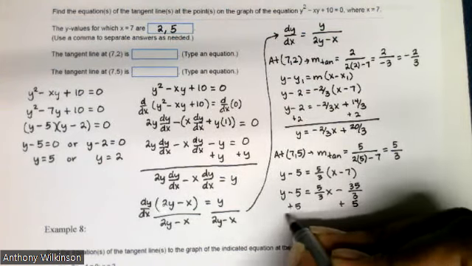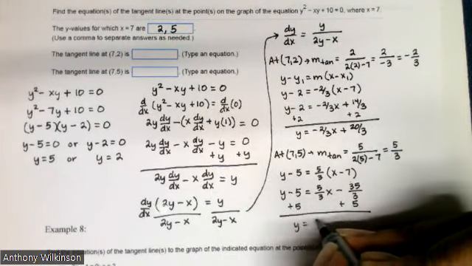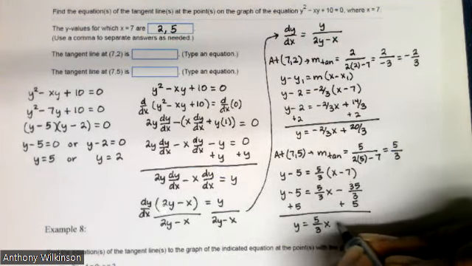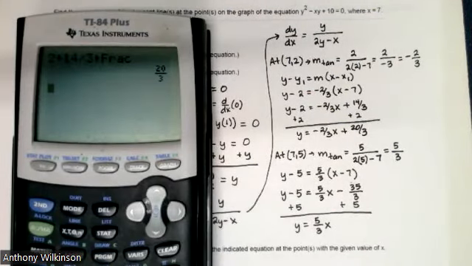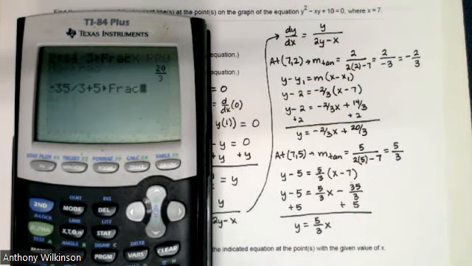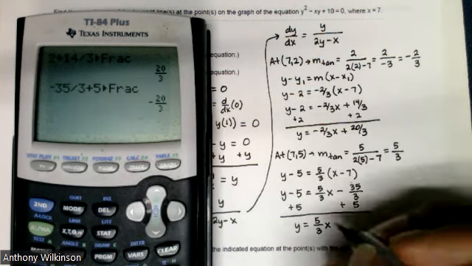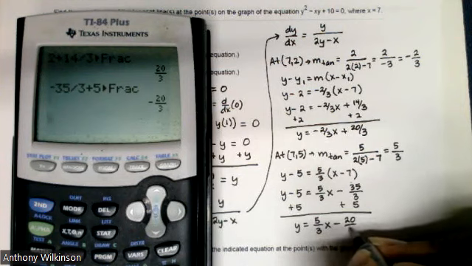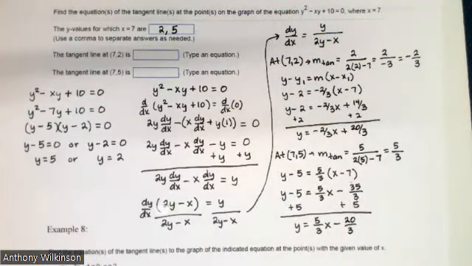And then add 5 to both sides. So that means y is equal to 5/3 x, and let's see here, minus 35 over 3, or negative 35 over 3, plus 5. That's the math key, number 1, be minus 20 over 3. So the equation of the tangent line at the point 7, 5 would be y equal 5/3 x minus 20 over 3. Okay. So that's how you will complete that problem.